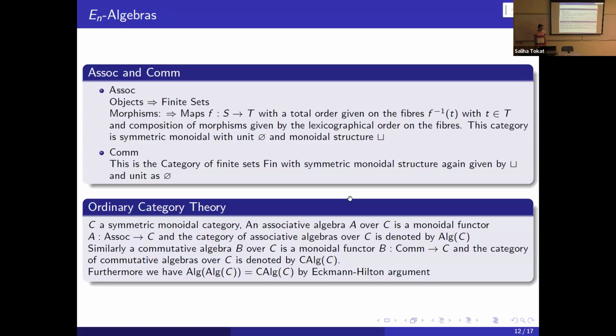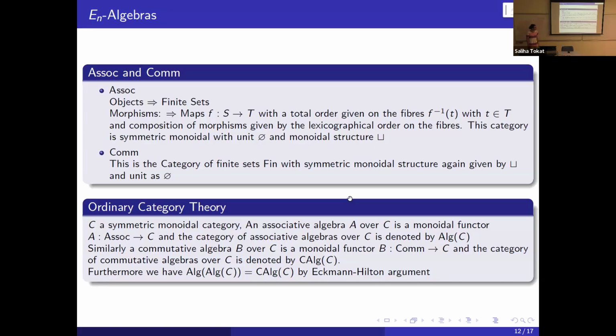In ordinary category theory, for C a symmetric monoidal category, an associative algebra over C is a functor A from ASSOC to C. The category of all associative algebras over C, which we will denote Alg(C), is the category of monoidal functors from ASSOC to C. And similarly, if we replace ASSOC with COM, we get the category of commutative algebras over C.